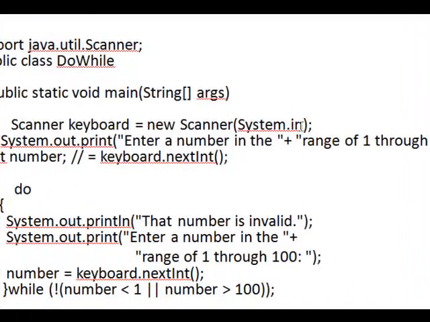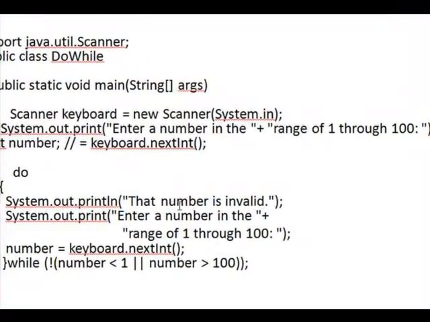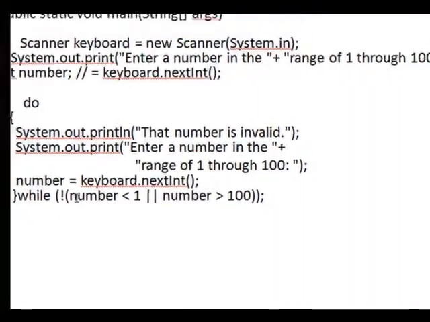We are scanning from the keyboard and asking to enter a number between 1 and 100, and then right here we display some message to the output, and right here we're reading the number. As long as the number is less than 1 or the number is greater than 100, any of these two conditions, execute this statement.